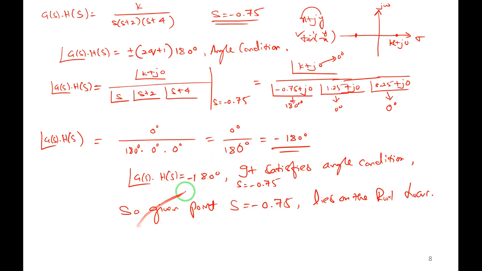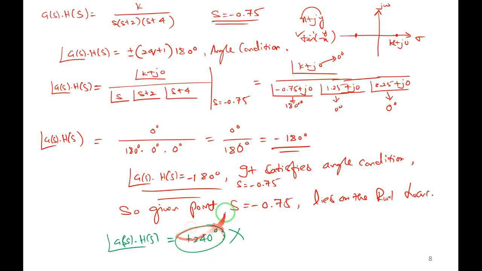Suppose I get something like this, let me change the ink color. For any point, if I calculate the angle of g of s into h of s and I get plus 240 degree, the angle condition is not satisfied, because it should be an odd multiple of 180 degree: 180 degree into 1, into 3, into 5, into 7. So it is not an odd multiple, it does not satisfy, and the angle condition fails in this case. I hope you understood.